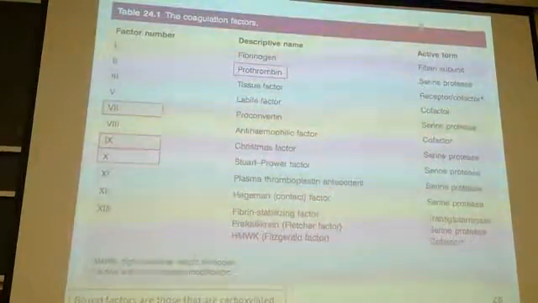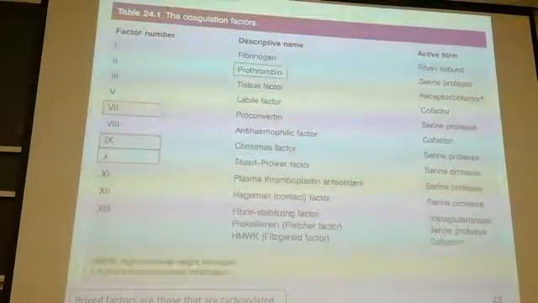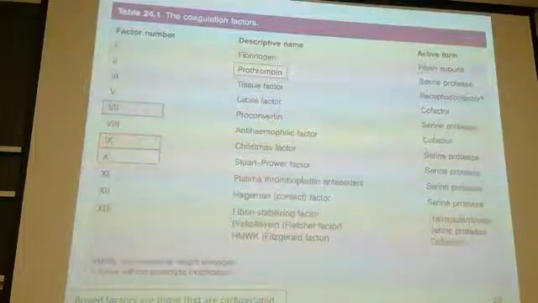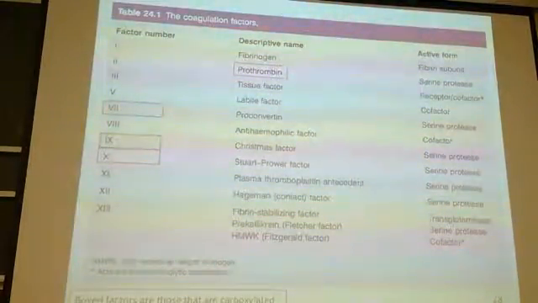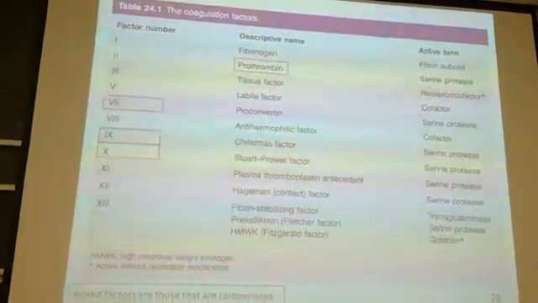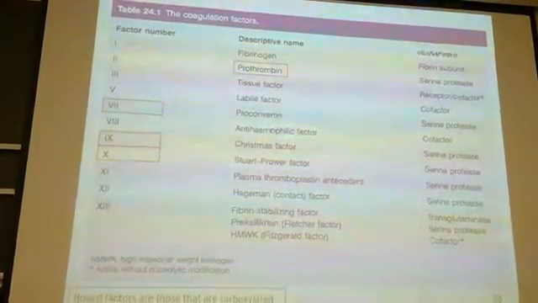So for most of these, we use the factor nomenclature, but you can see for the first 3, factors 1, 2, and 3 are actually fibrinogen, prothrombin, and tissue factor. So we normally use more of these common descriptive names, right? But they actually do have these factor names. Christmas. They were originally discovered as coagulation factors.